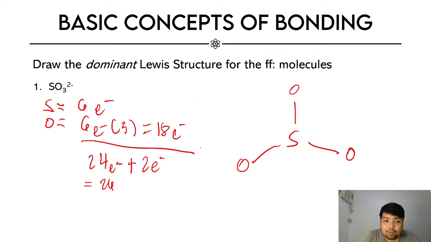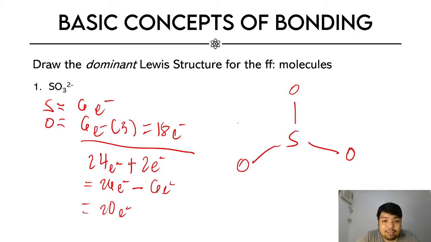Each bond is equivalent to 2 electrons. So we have used a total of 2, 4, 6. We have used a total of 6 valence electrons. So we subtract that from the total number of valence electrons, and we have 20 electrons left na pwede natin gamitin. Then we proceed to step 3, wherein we complete the octets around the atoms attached to the central atom.